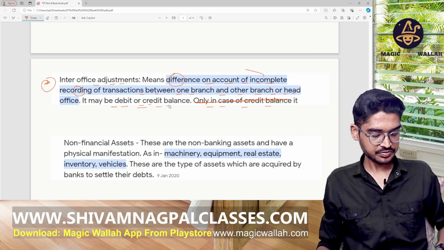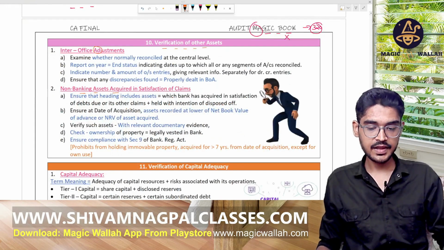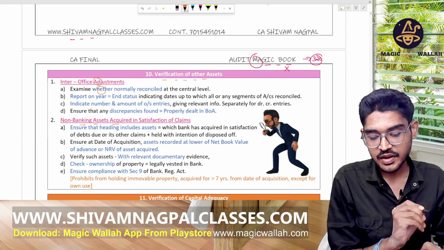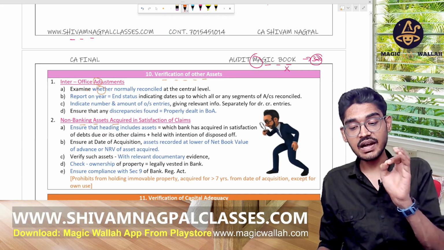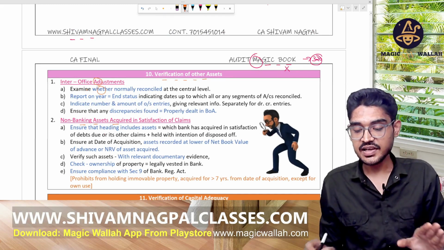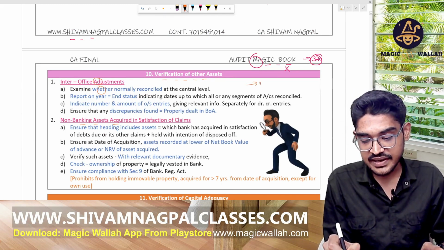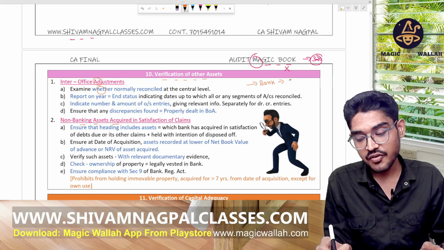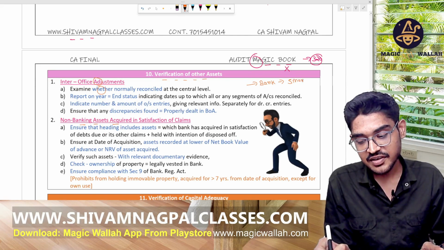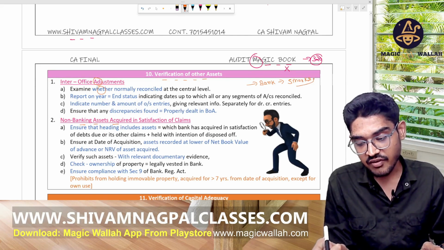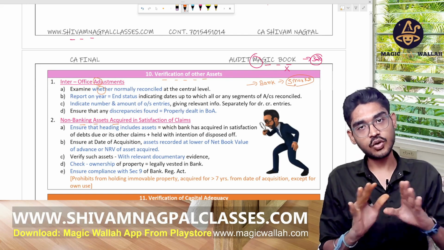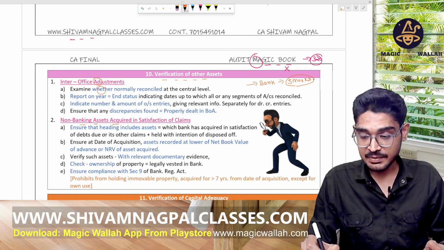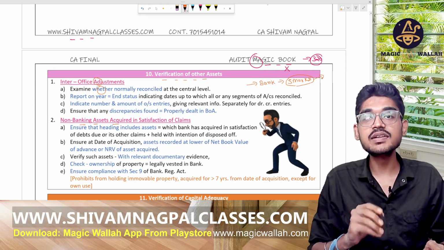Now see here, how to verify this? In our audit magic book, as you can see, the chapter bank audit that we are covering right now will come in your exam for 5 marks only. We have covered everything in this book, notes and questions, everything. Still the syllabus is too vast, so how to cover this chapter?